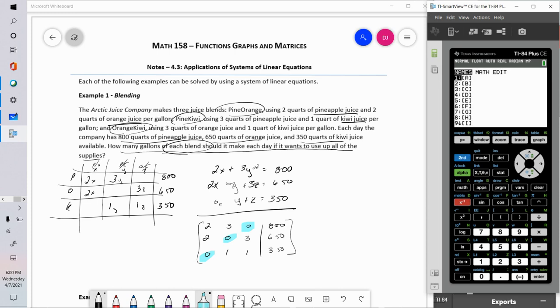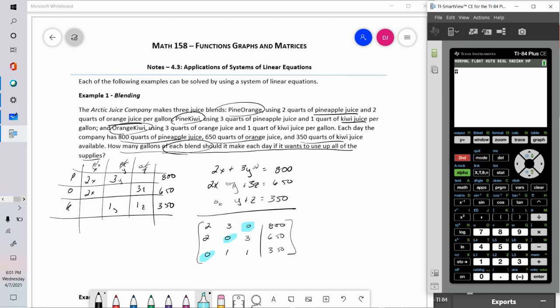So remember, second matrix, edit our augmented matrix. Whoops. Matrix A is the one I wanted to use. Our matrix is a 3 by 4 matrix. 2, 3, 0, 800. 2, 0, 3, 650. 0, 1, 1, 350. We have those things entered.